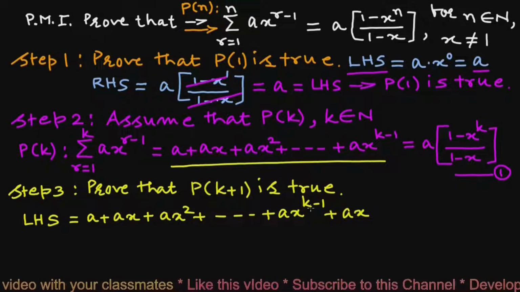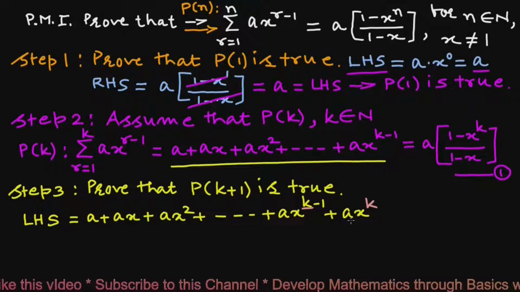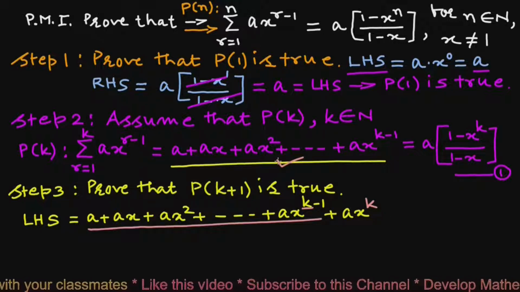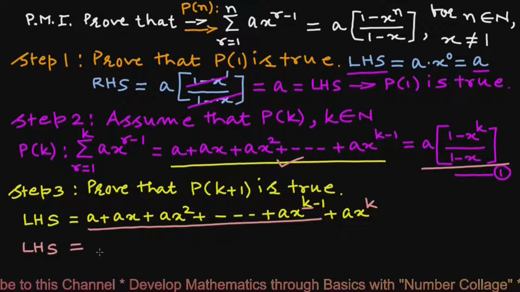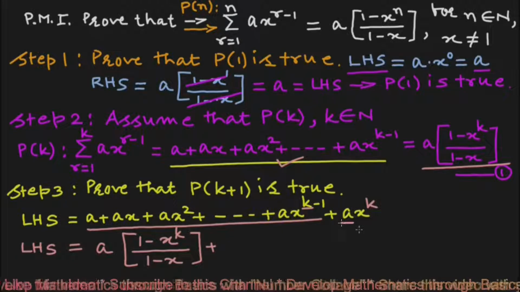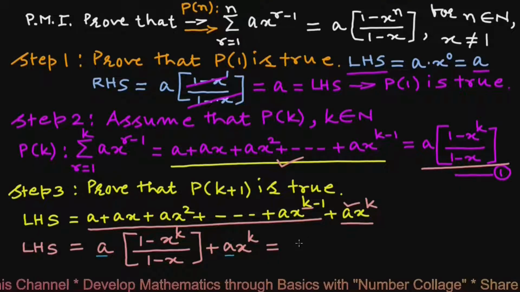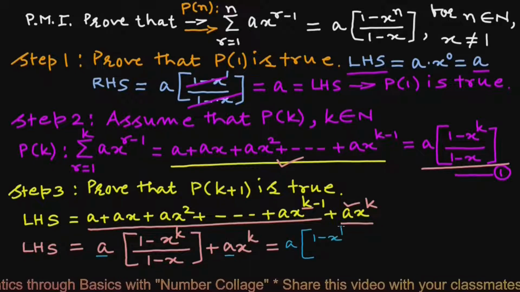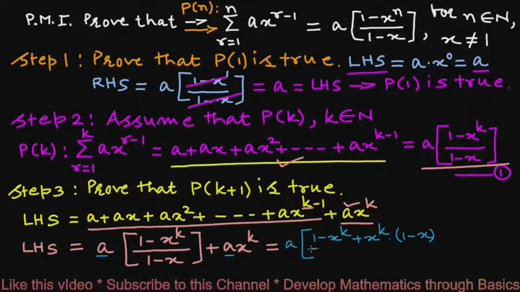Now we will put k plus 1 in place of this k, so that will be k plus 1 minus 1, that is ax raised to k. Now this much part is same as this part whose value is this. So we write LHS equals a times 1 minus x raised to k upon 1 minus x plus this a x raised to k. We will take this a common from these two terms and write a multiplied by 1 minus x raised to k plus x raised to k multiplied by 1 minus x upon 1 minus x.